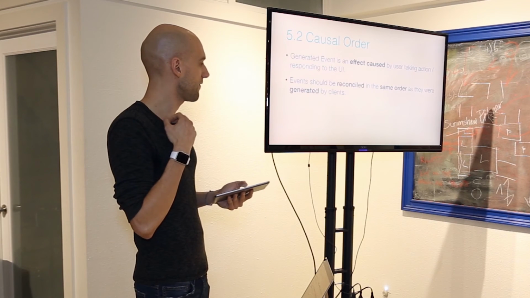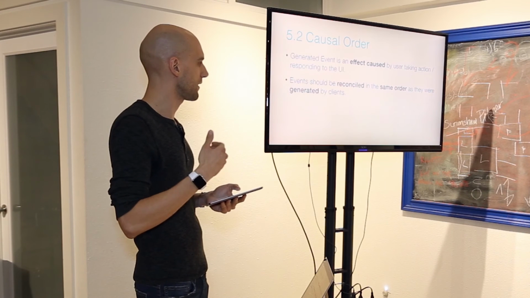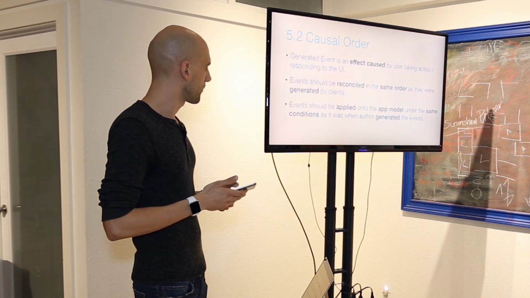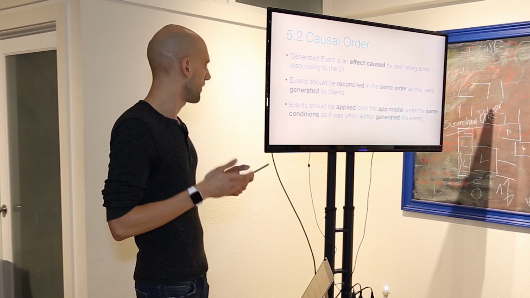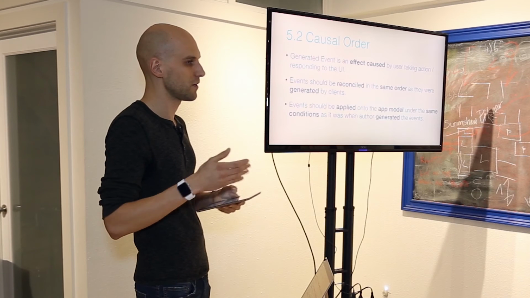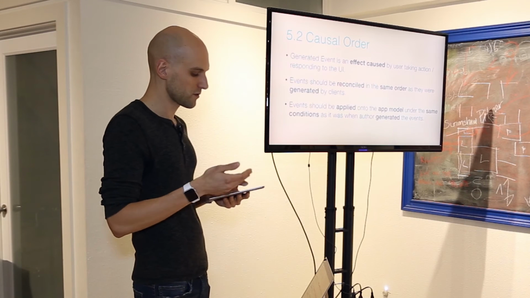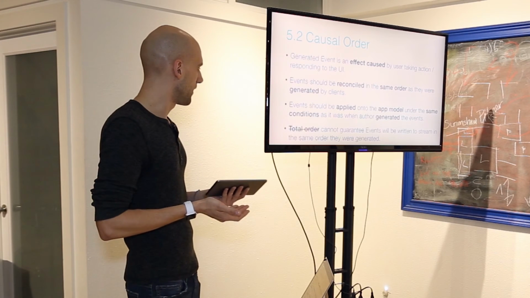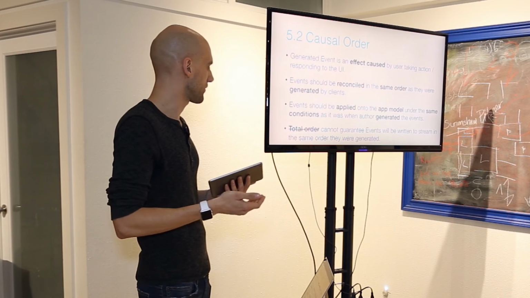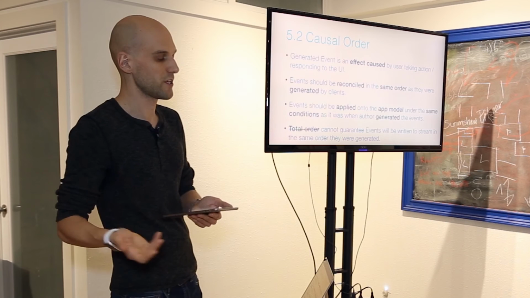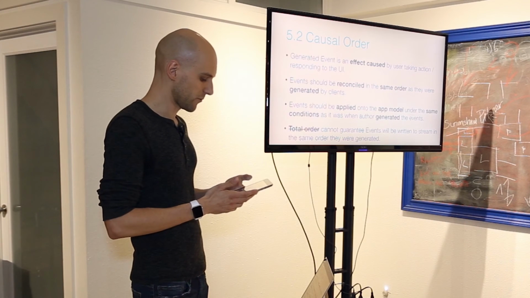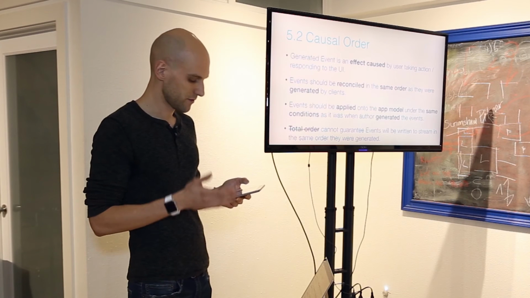But the thing is, events should be reconciled in the same order as they were generated by clients. Or in other words, events should be applied onto the model under the same conditions as that model was in when those events were generated. And total order cannot guarantee that the events will be written to the stream in the same order as they were generated by other clients. So that means that we cannot rely on the order of the events as they were written to the stream.